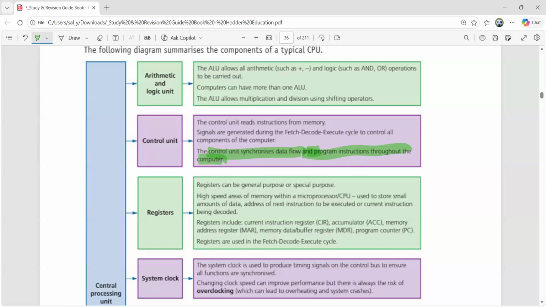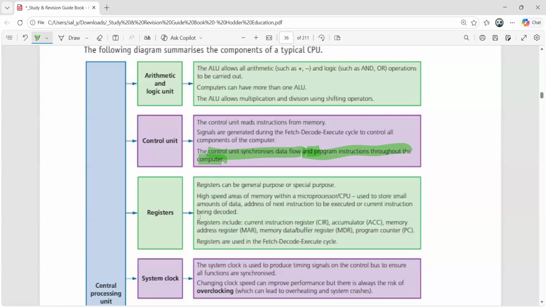The CU is synchronizing, or just keeping track that everything is running smoothly. Synchronization is a term that we use quite often. So synchronization of data flow and program instructions: whenever a program instruction needs data, all of this is handled by the CU.